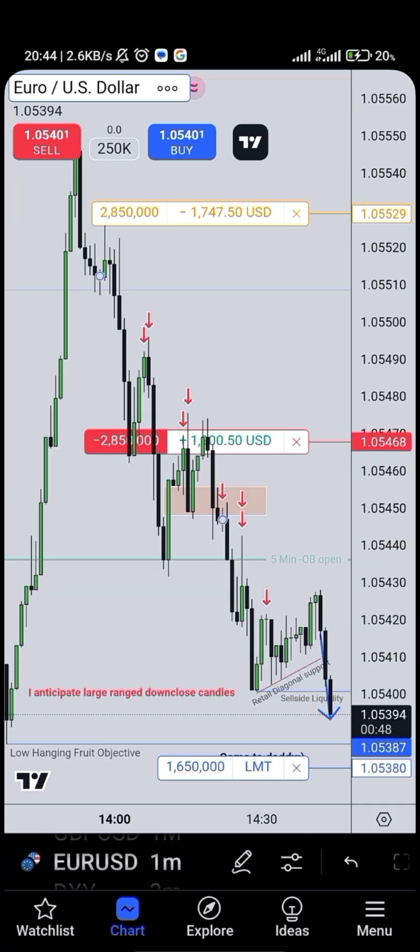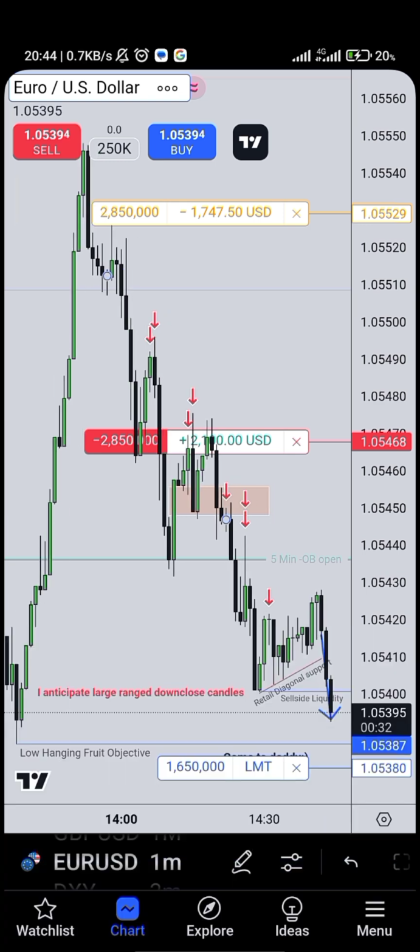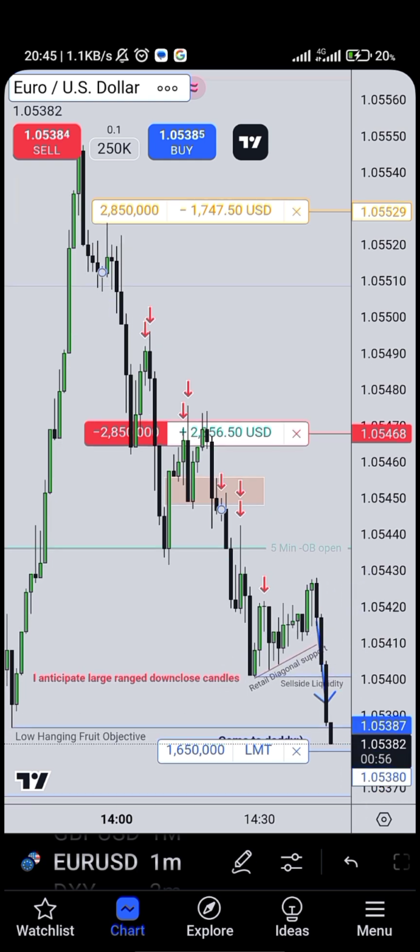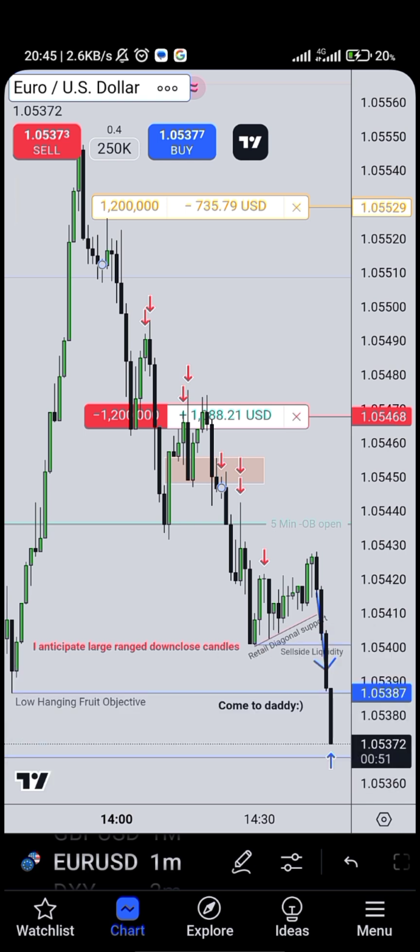I want to see it expand. That's why I drew this arrow. I want to see it expand lower. I told you I anticipate a large range down close candle. So you can see, look at the range of this candle compared to all this. That's just experience for you right here. This is 2:45. I want to see it run right here.